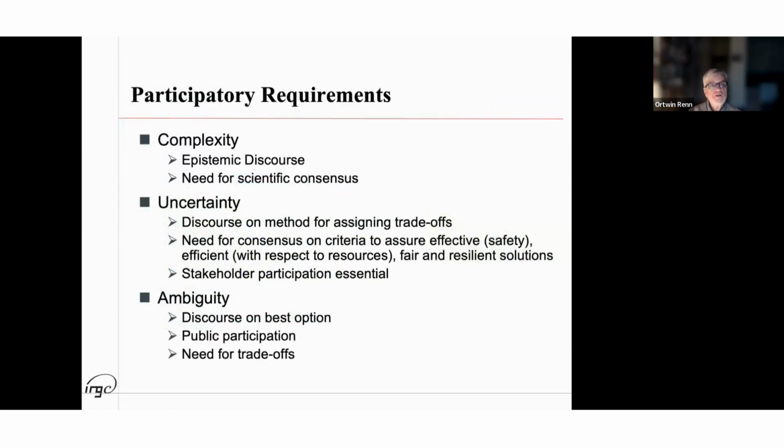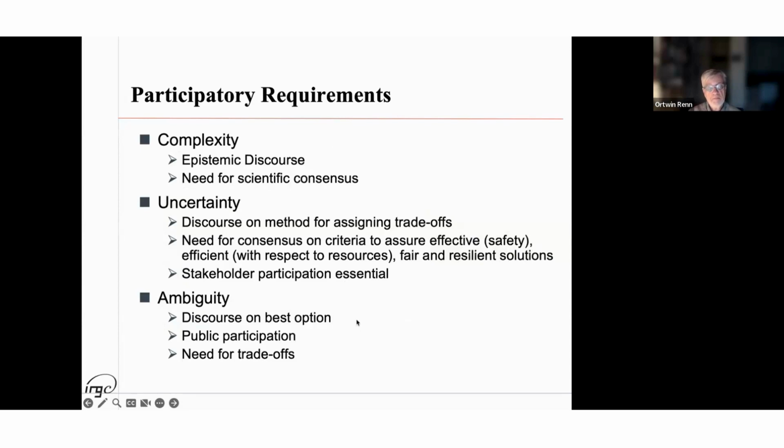Yeah, so this is complexity. The case would need an epistemic discourse. There's a need for scientific consensus. If we have high uncertainty, we need a discourse, a message for assigning trade-offs. We need a consensus on criteria to assure effective, efficient, fair, and resilient solutions. And stakeholder participation is essential. And ambiguity is also about what is the best option.